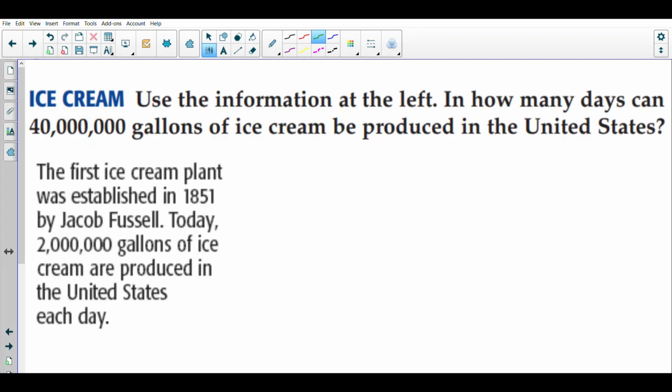So, use the information at the left. In how many days can 40 million gallons of ice cream be produced in the United States? So we're told the first ice cream plant was established in 1851. Today, 2 million gallons of ice cream are produced each day, or per day. So now we look at the information of the date when it was first created. Doesn't mean anything. We can kind of eliminate that. Okay, 2 million per day. So if there's 40, we want to know how many days. So if we want to know 40 million.